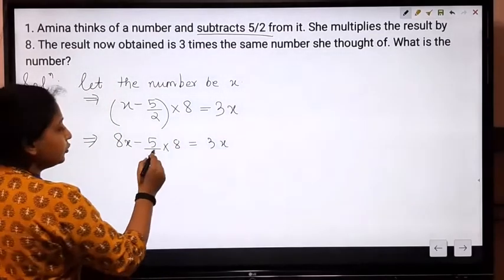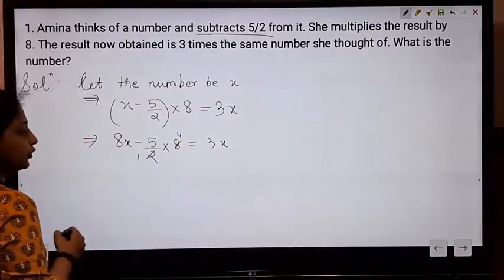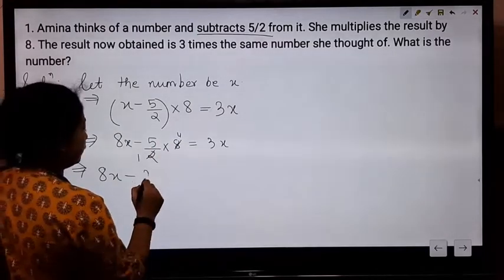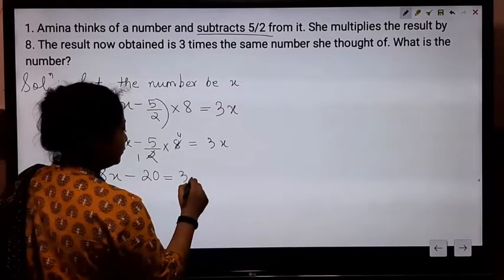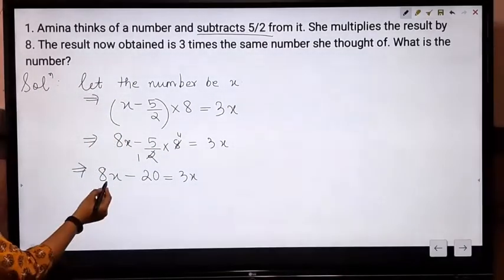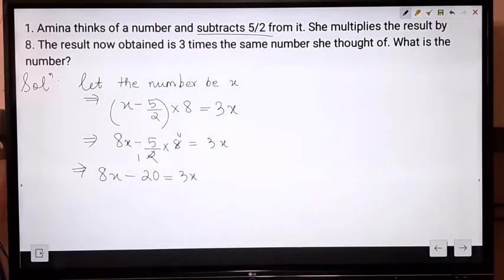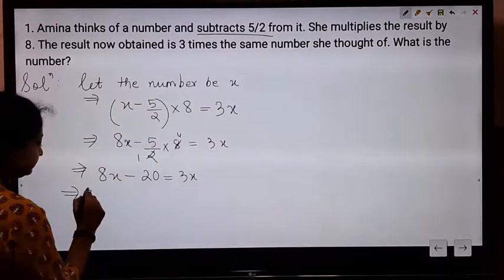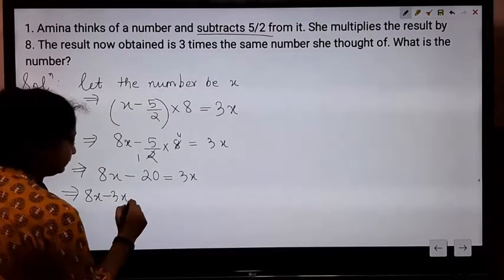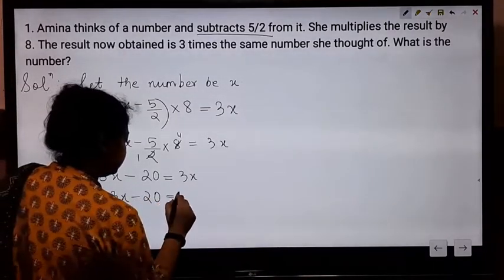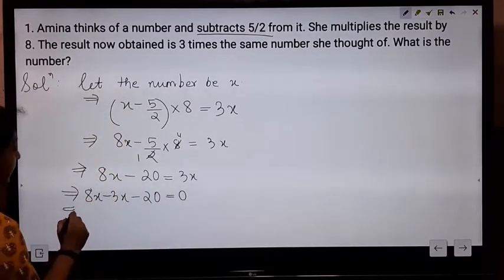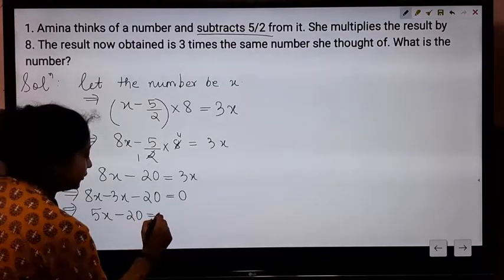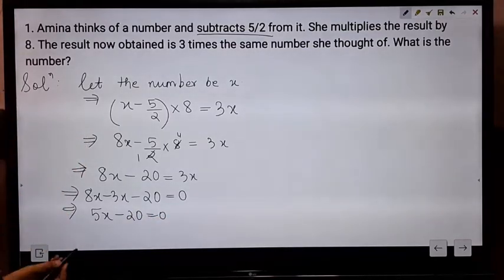We can cancel this out. 2 ones are 2 and 2 fours are 8. This becomes 8x minus 5 into 4 gives us 20 equals 3x. Here also we have the variable and here also we have the variable. So let's take all the variables on one side. 8x minus 3x gives us 5x minus 20 equal to 0. We can shift the constant on the other side.